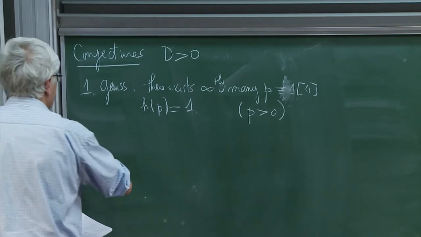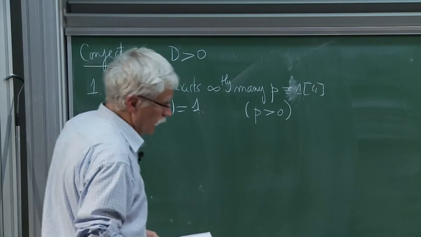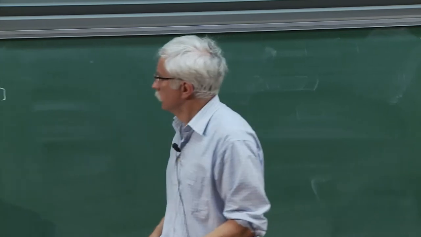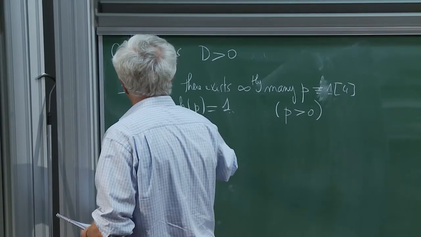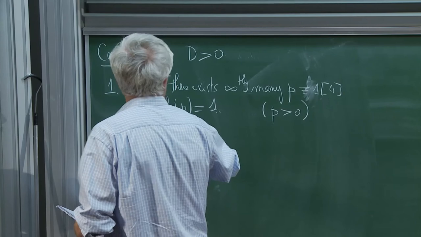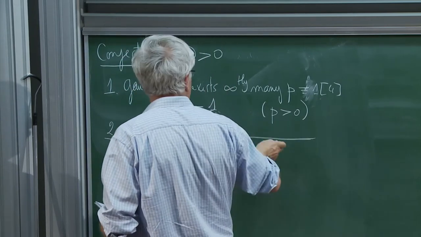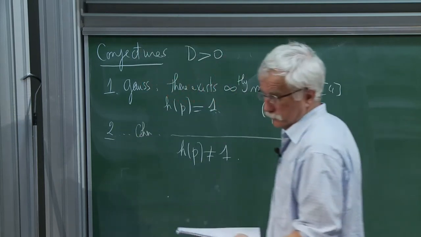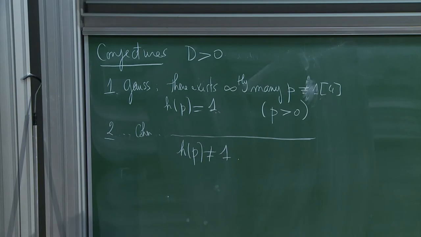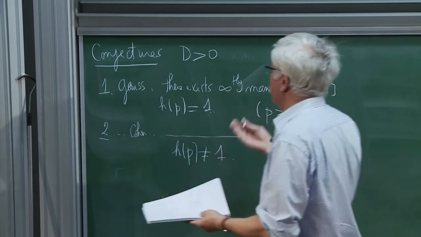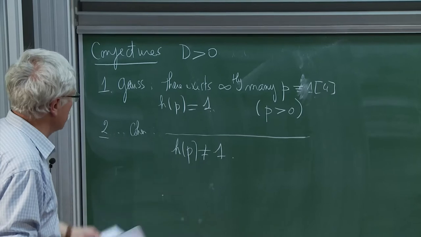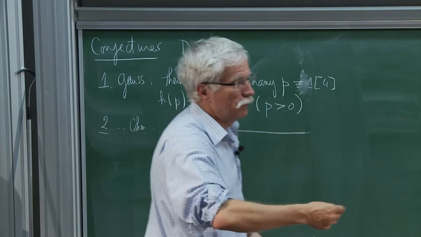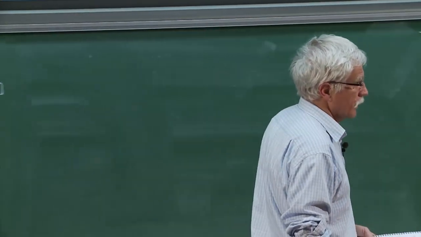The second one is strange. I remember it was quoted to me by Cohen. I discussed that with him. We do not know this thing. I would like to write the name of Cohen. There exist infinitely many P such that H of P is different from 1. We do not know that. This is very strange. Always with primes, you see, we will meet someday the parity question.